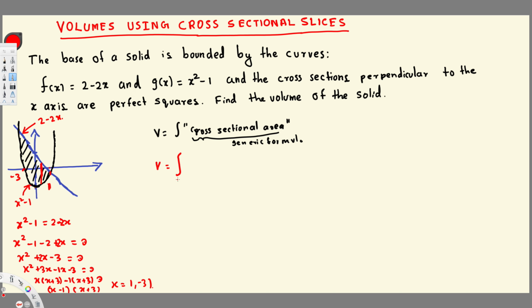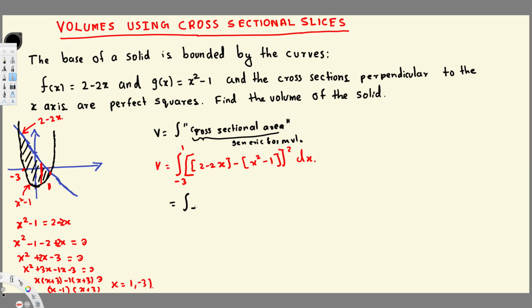So this is going to go from negative 3 to 1, and the cross-sectional area is simply the top minus the bottom, that is 2 minus 2x minus x squared minus 1, whole squared, dx. So this is the equation we are going to use, and let's simplify it.